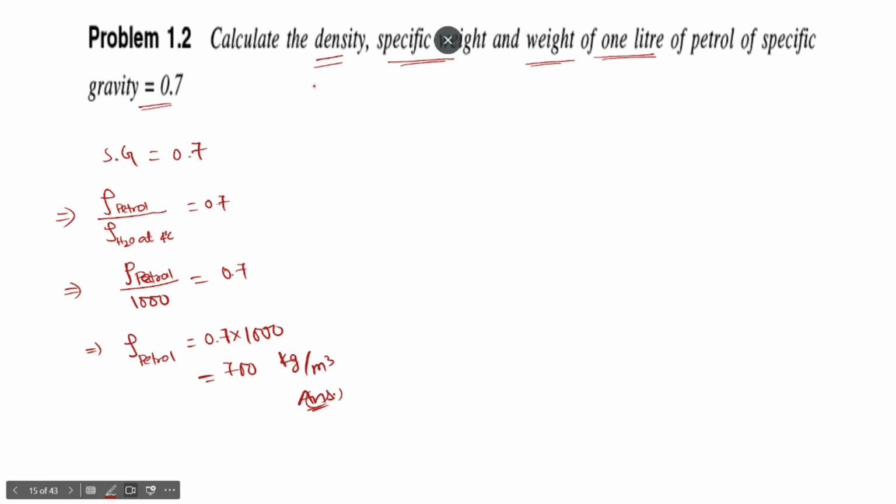So we have found the density. What is the specific weight? Specific weight is also denoted with gamma or small w. Gamma is equal to rho into g, in Newton per meter cube. Rho is already found, so 700 into 9.8 Newton per meter cube.